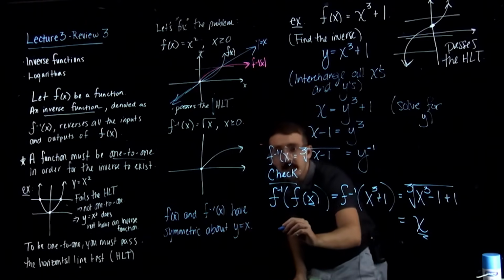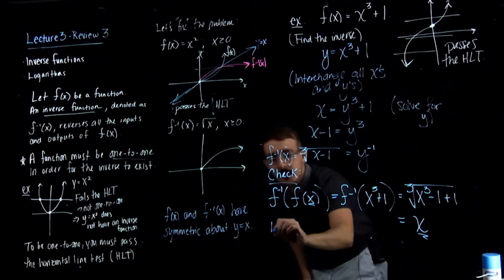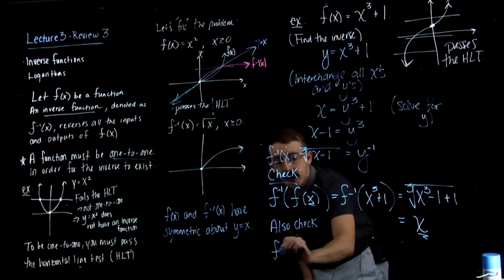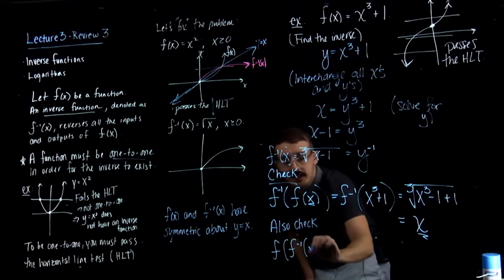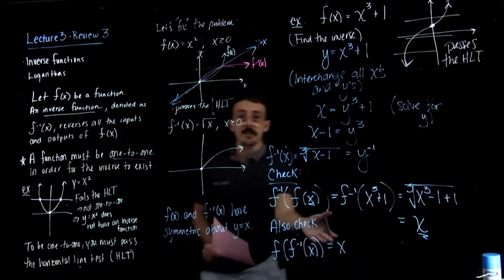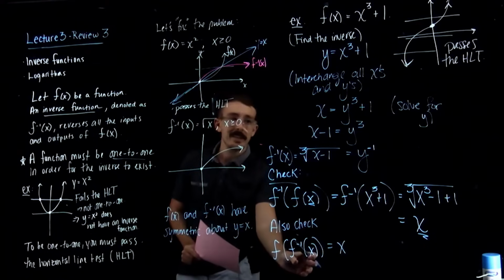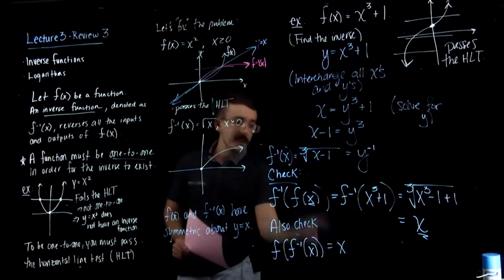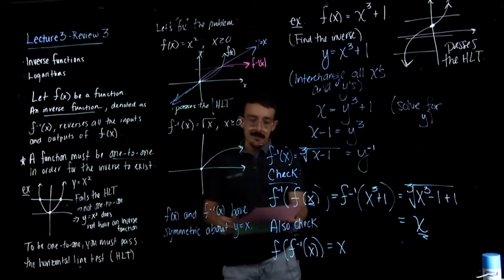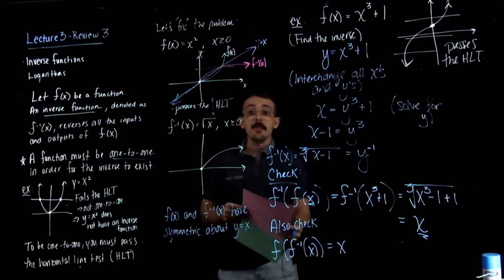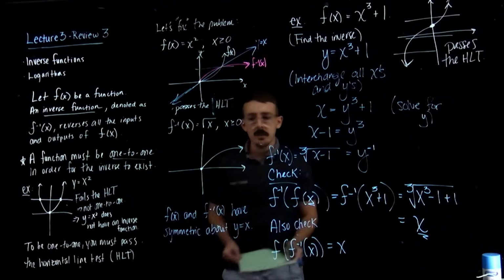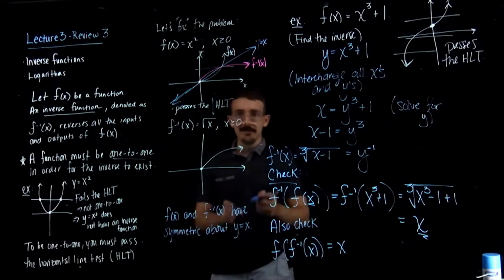And I'm going to leave it to you to check the other way. Also check that f of f inverse of x is equal to x. And it is, but you can check that on your own to make sure you understand. So you'll plug in now the answer you got into the original and make sure you get it equal to x. OK, from here, we're going to do more examples of finding the inverse. And then after that, I think we'll start talking about logarithms as well. So I'll see you soon.